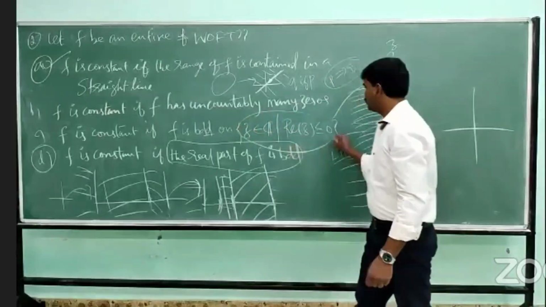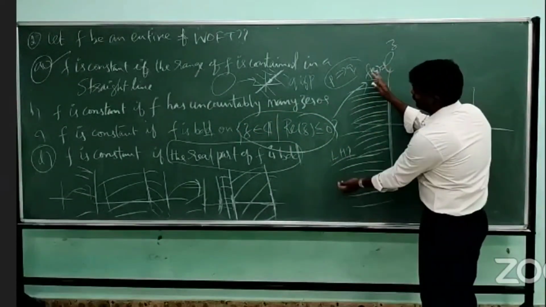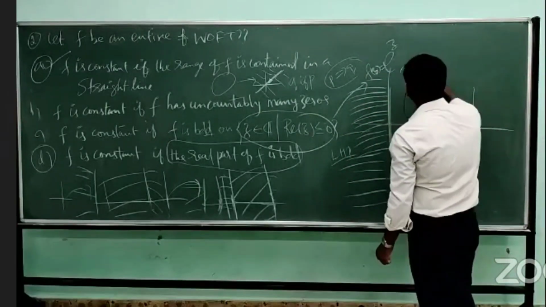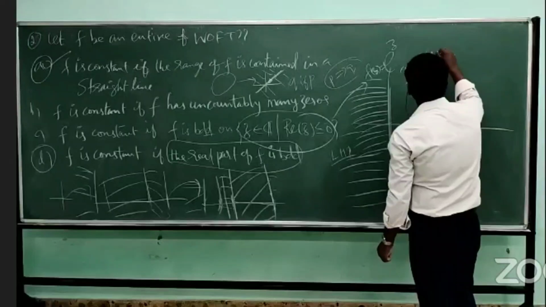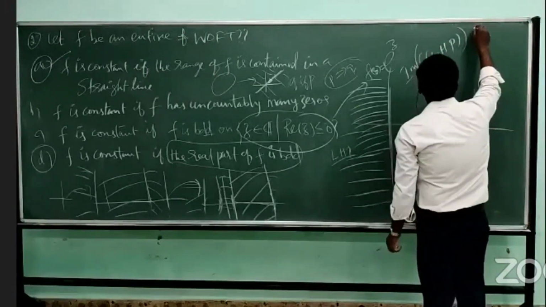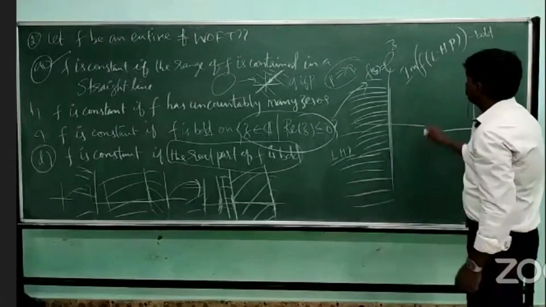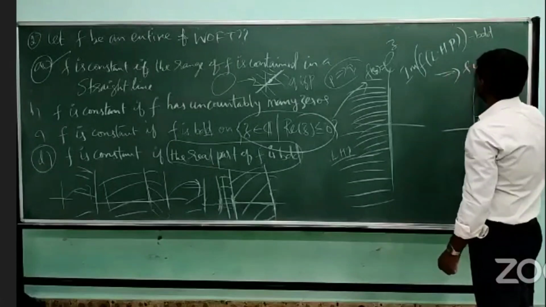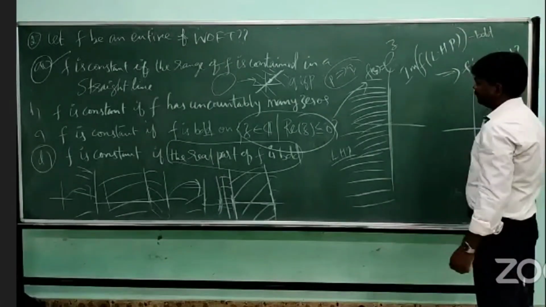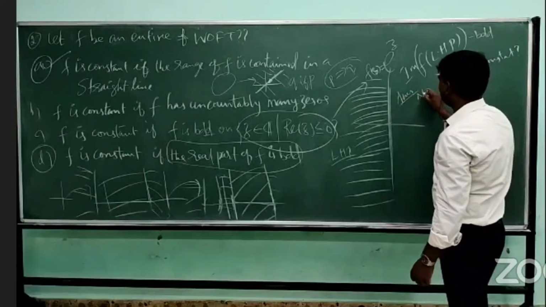This is the set, the left half plane. f takes the left half plane, and the image of f of the left half plane is always bounded. That's the meaning. Bounded implies that f is constant. That is the question. I said the answer is no. Not necessarily constant.